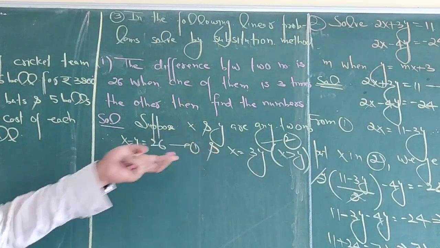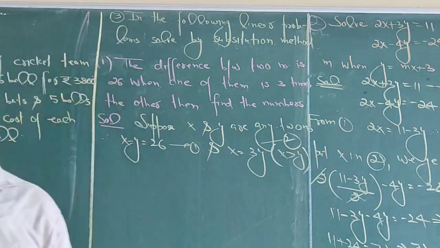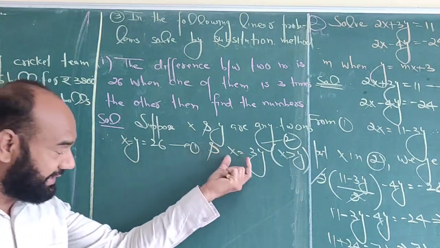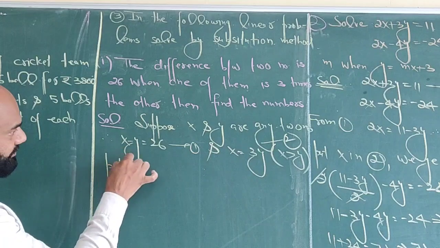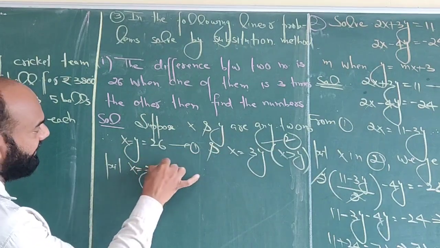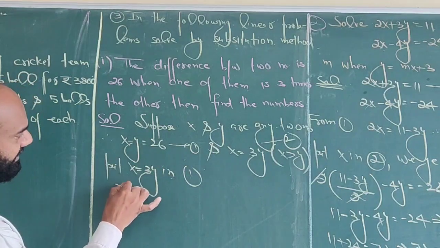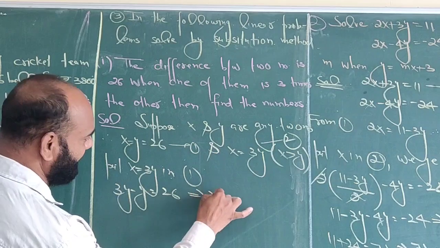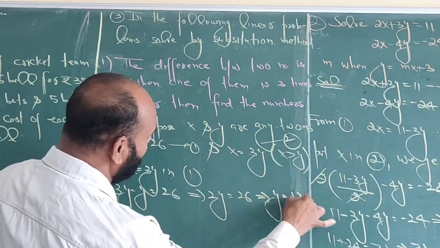Now we solve equations 1 and 2 by the substitution method. According to the substitution method, we find the value of one variable from one of the equations and then put it in the other equation. So here x is already found out. So put x equal to 3y in equation number 1. So 3y minus y is equal to 26. This implies 2y is equal to 26. Therefore y equal to 13.